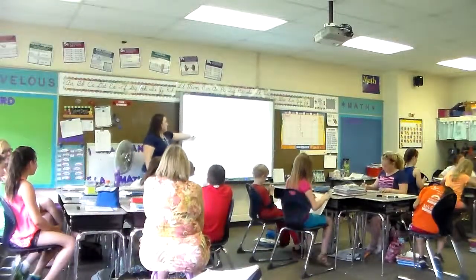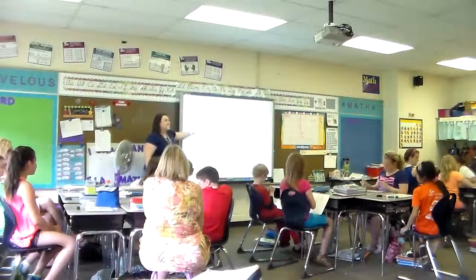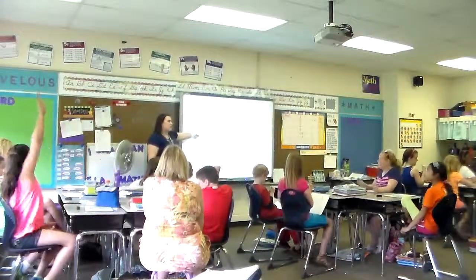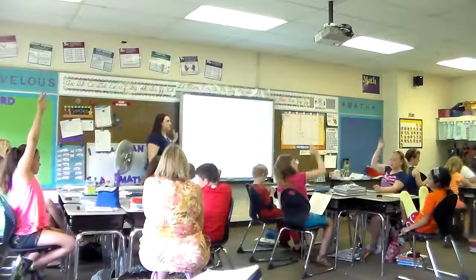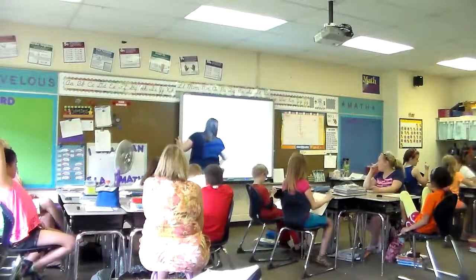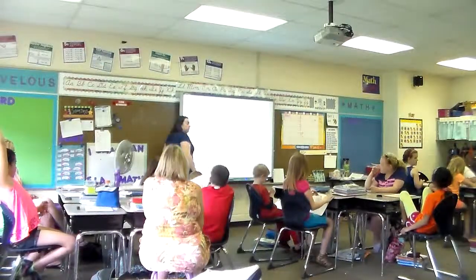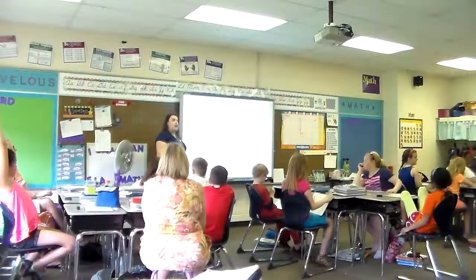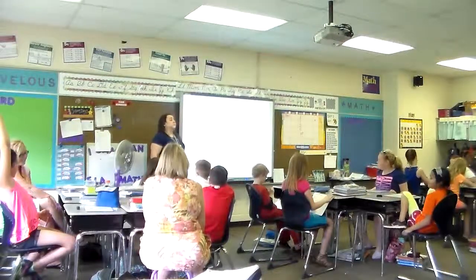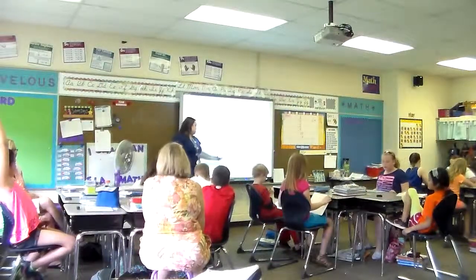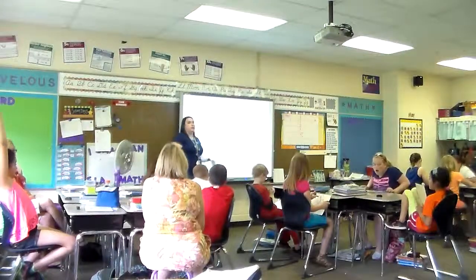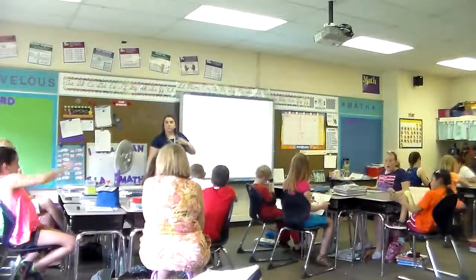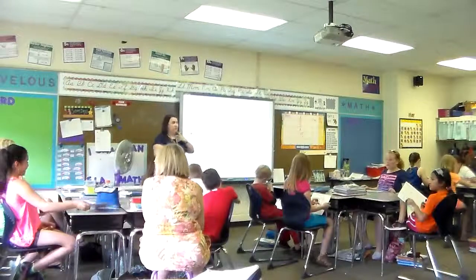And then how do we say this number? Mallory? 6/10. We have a tenths place, don't we? And how many are in it? 6. So our 3/5 is equal to 0.6 or 6/10. That's what I have. Very good.